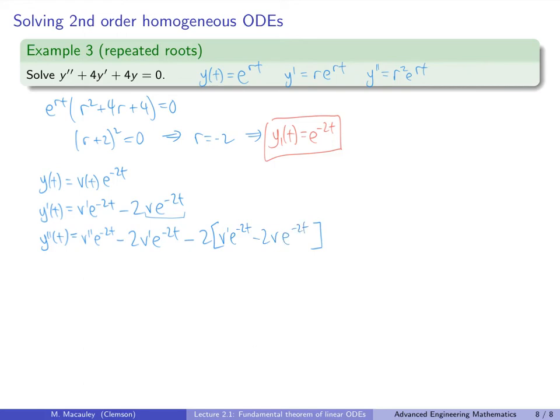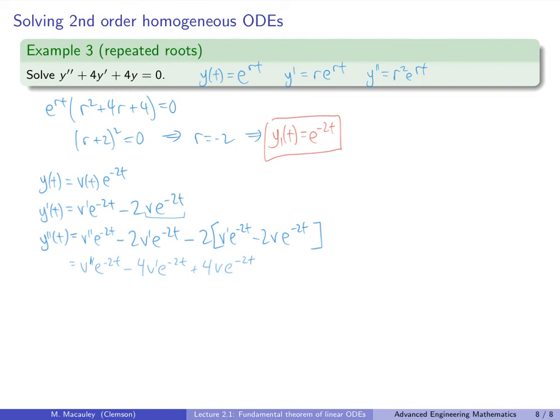Now let's simplify this last thing. So we have v double prime e to the minus 2t. That's a double prime. Now what else do we have? We have minus 4 v prime e to the minus 2t. And we have plus 4v e to the minus 2t. Okay, now what? We have y prime and y double prime. Let's plug these guys into our original ODE.